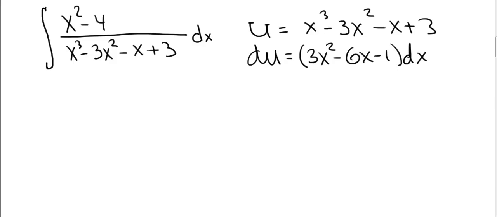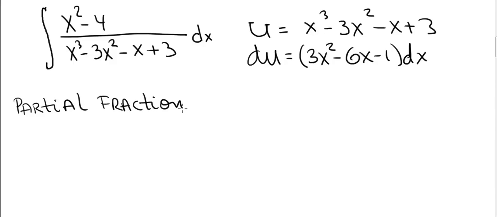And you can see in order for this to work, the numerator x² − 4 has to be a multiple of 3x² − 6x − 1. So we have to multiply one of them by a constant to get the other. That's not possible, so u-substitution will not work. The only method that is going to work is called the method of partial fractions.